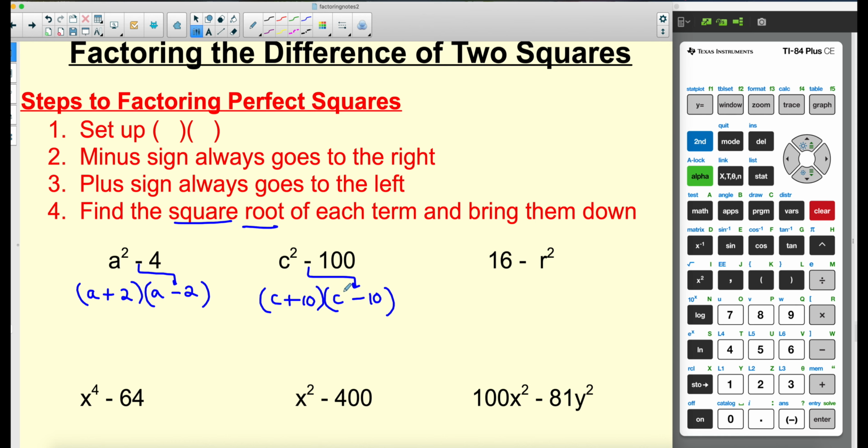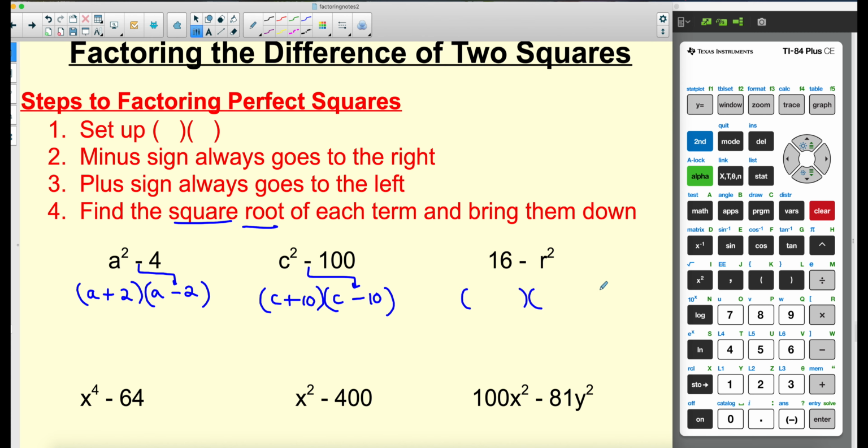Now, don't forget, if you forget what the square root is, go to your calculator, you hit second function, x squared, and you'll get the square root you need. Simple. Next, notice for this one, they put the number first and they put the variable r squared second. No problem. That's how you're going to factor it, but you still go through the same exact steps.